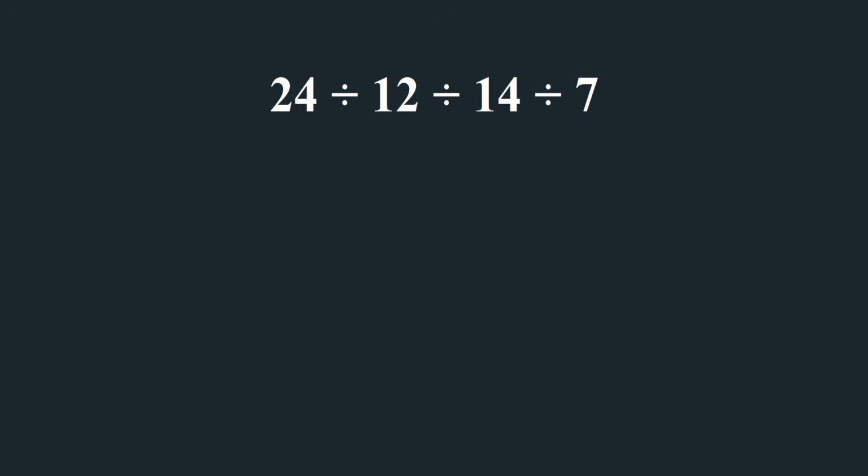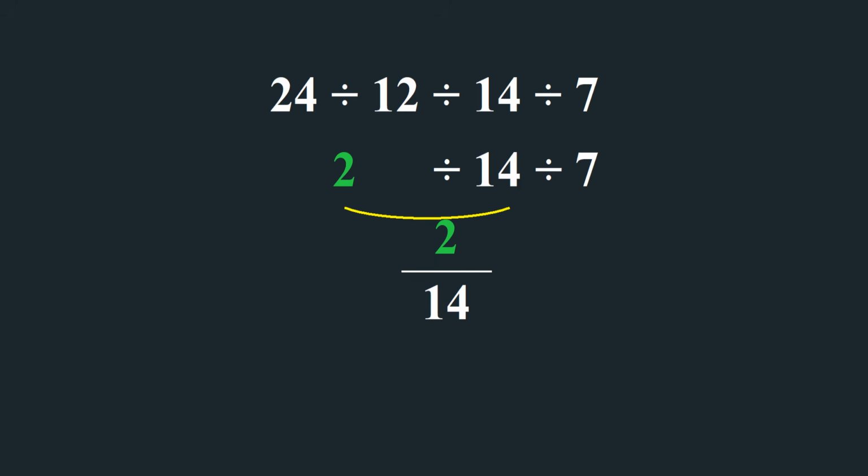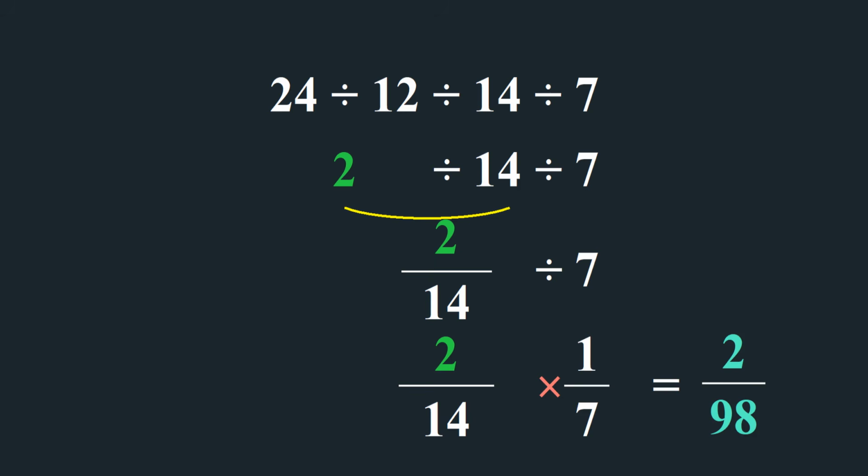So we have first this division, 24 divided by 12 equals 2. So we have 2 divided by 14 divided by 7, and we can write this part as 2 over 14 divided by 7. So we must keep the first fraction 2 over 14 and change division to multiplication, then flip the second fraction, 1 over 7, which equals 2 over 98, and this is our final answer for this problem.